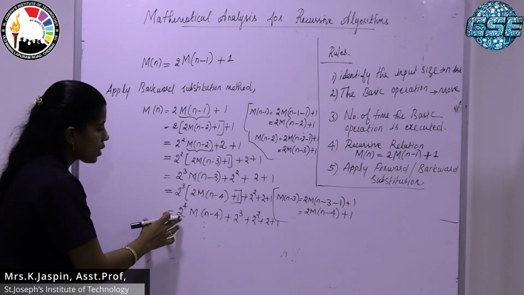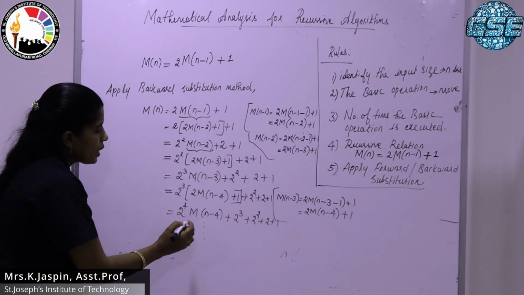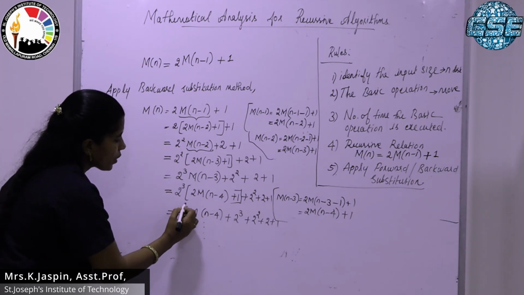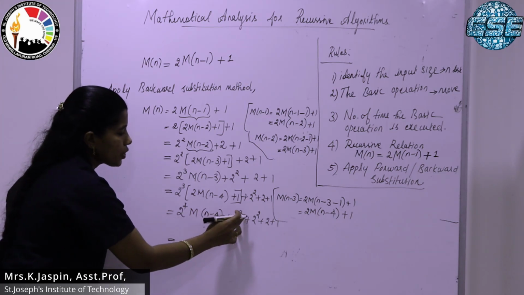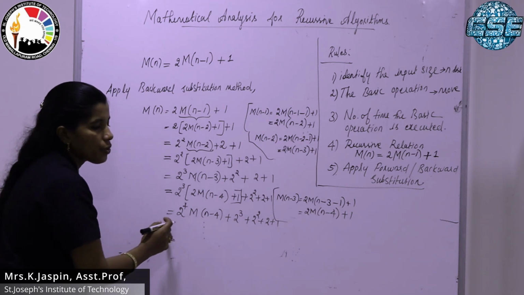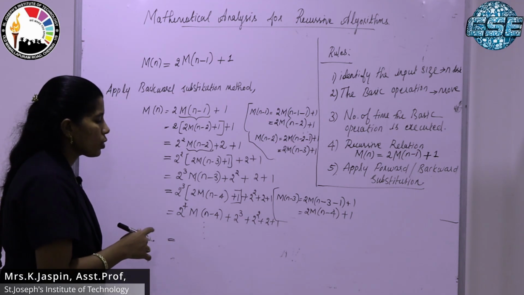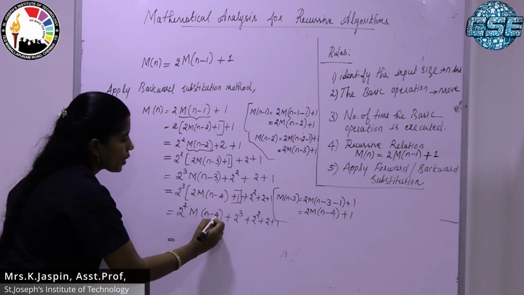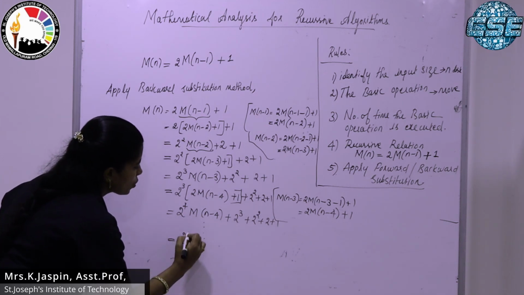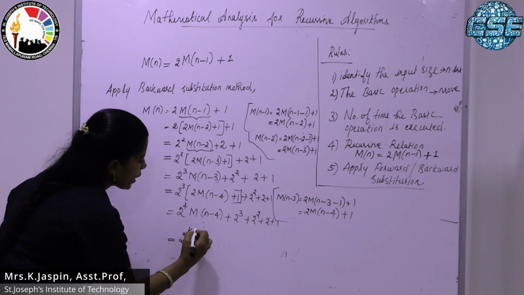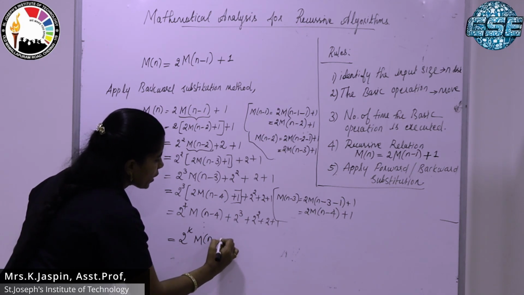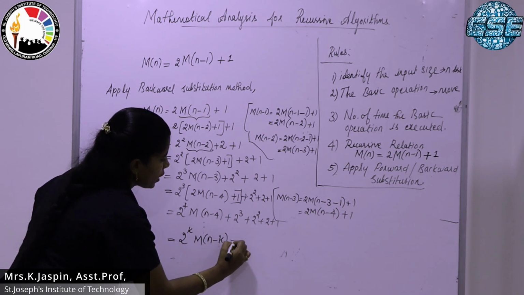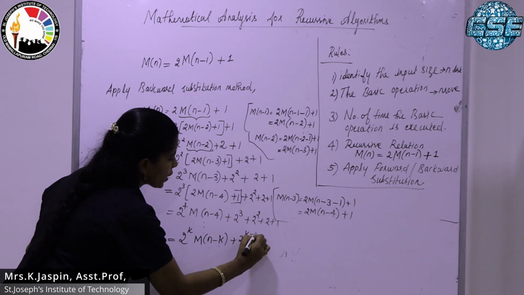So when you look at this equation, here we are having 4, at the next step we will be getting 5 here. So this value gets changed in each and every step. So we need to bring the general equation for this. So instead of the variable terms we need to give 2 to the power k m of n minus k plus 2 to the power k minus 1.